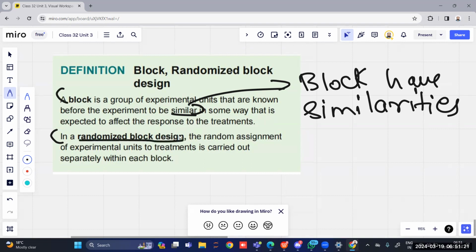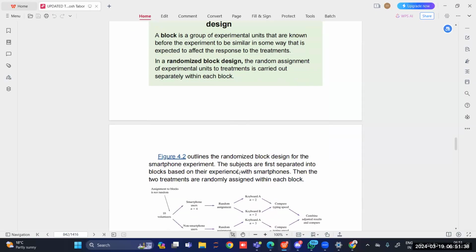Then the random assignment of experimental units to treatments is carried out separately within each block. After dividing into blocks, on each block we do a completely randomized design. That's the thing. Now next.